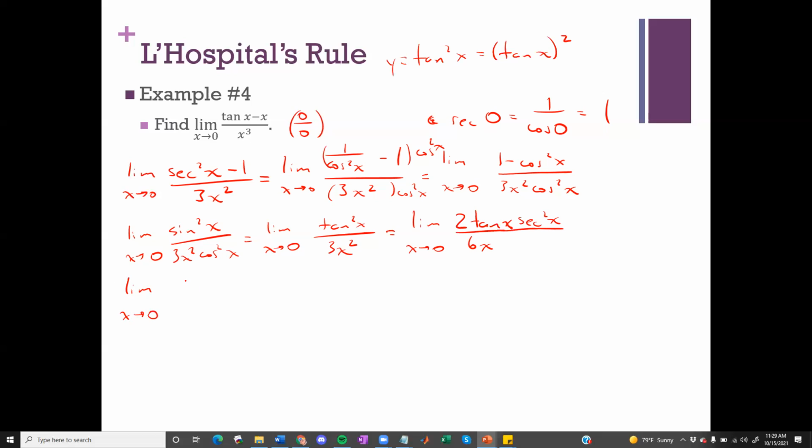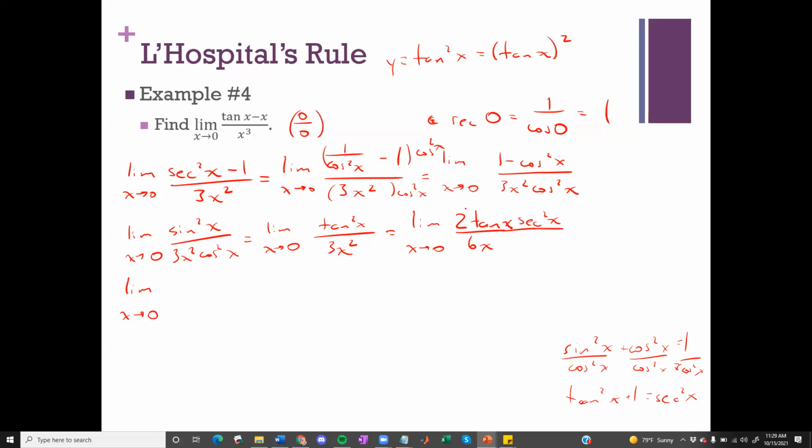One thing we can use is that, if we think about our Pythagorean identities, we know that sine squared of x plus cosine squared of x equals 1. Let's try to translate this so I can think about it in terms of secants and tangents. So I'm going to divide both sides by cosine squared of x. It'll give me tangent squared of x plus 1 equals secant squared of x.